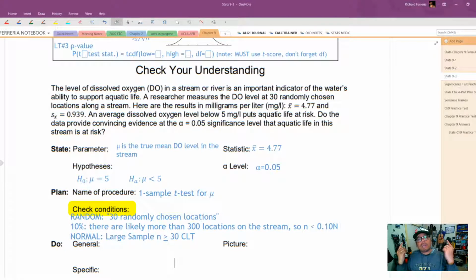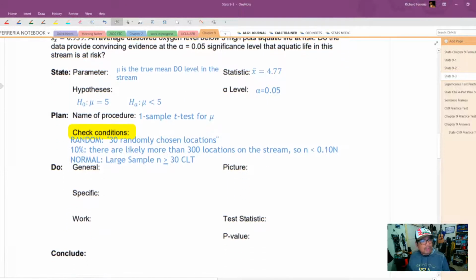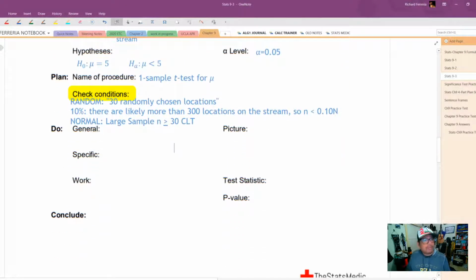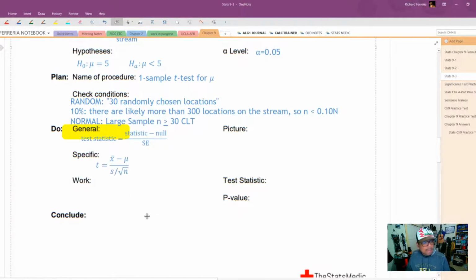We didn't have to make a dot plot. Great. So we've just checked the conditions, and we are on the do phase. Let's do some stuff. The general test statistic is statistic minus null over standard error. The specific formula is t equals x bar minus mu over s over square root of n. Previously, when we were learning this, I made a big stink about approximating sigma with s. Here we're just going to do it; we've learned it, so we're not going to make a big stink about it.